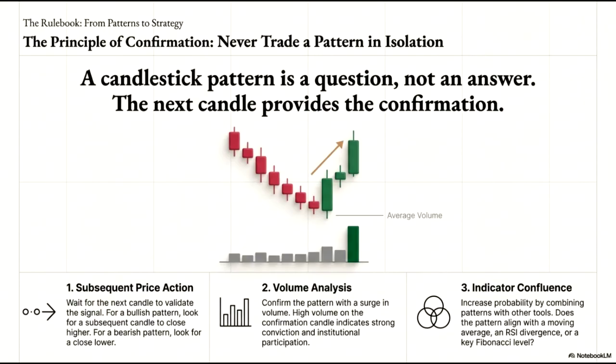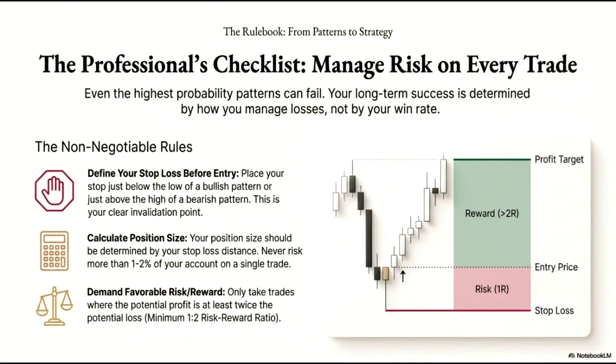Second, we use volume analysis. A price move is only as strong as the volume behind it. We look for a significant surge in volume on that confirmation candle, which signals high conviction and institutional participation rather than just market noise. Finally, we look for indicator confluence. Never trade a pattern in isolation. Check if the signal aligns with other technical tools, such as a key moving average, an RSI divergence, or a Fibonacci retracement level. By waiting for these secondary signals to align, we move away from guessing and toward a disciplined, high-probability strategy.